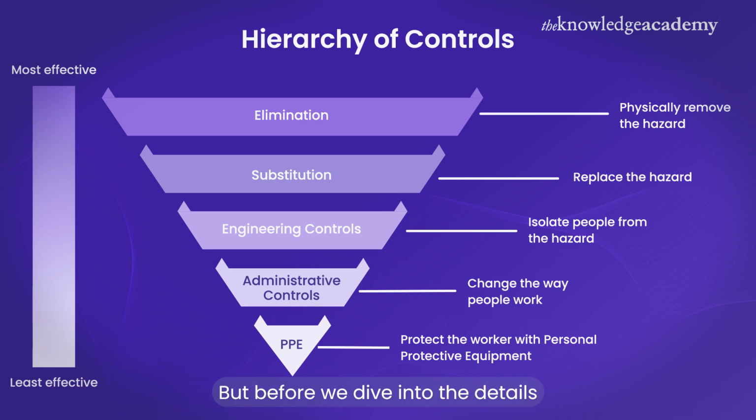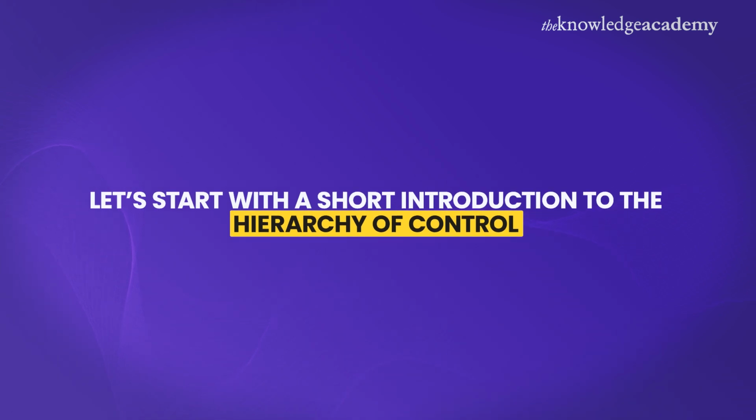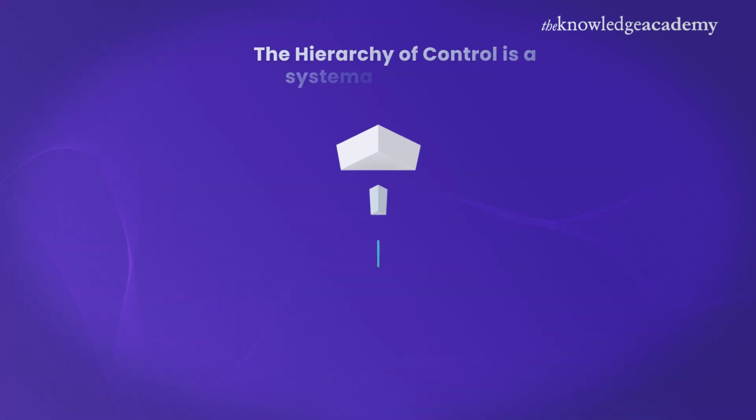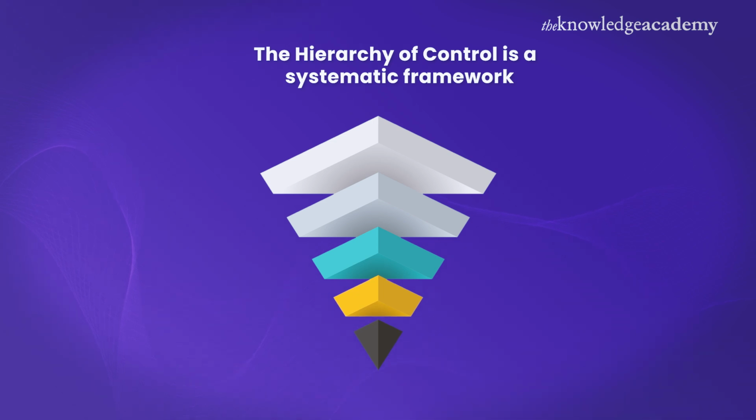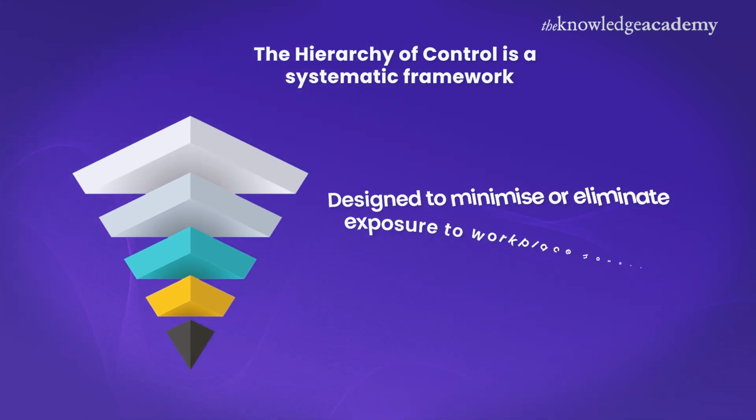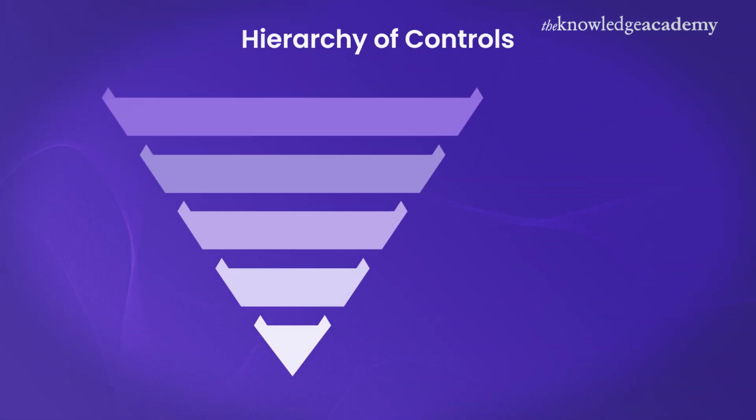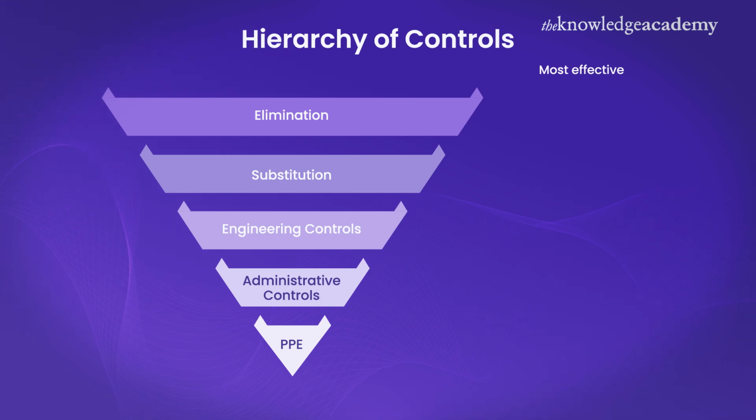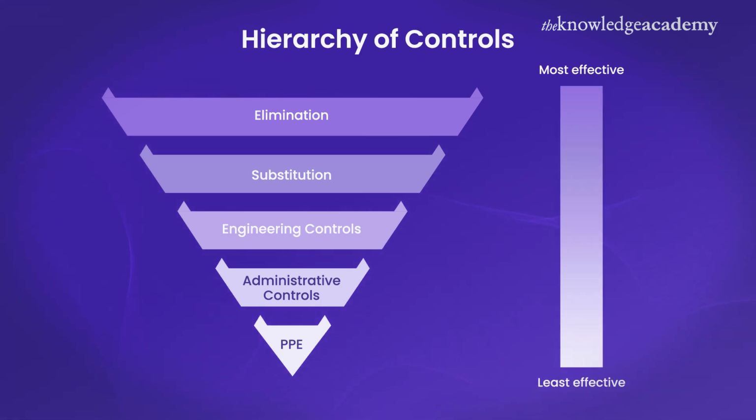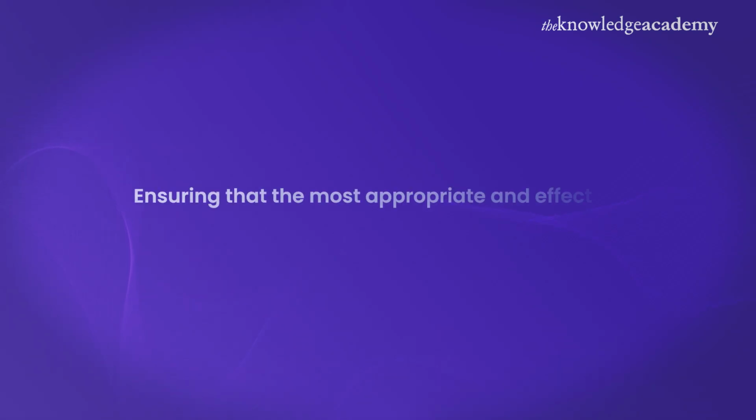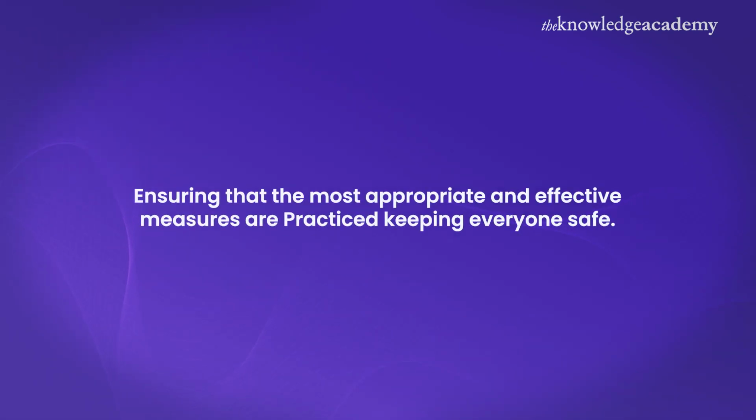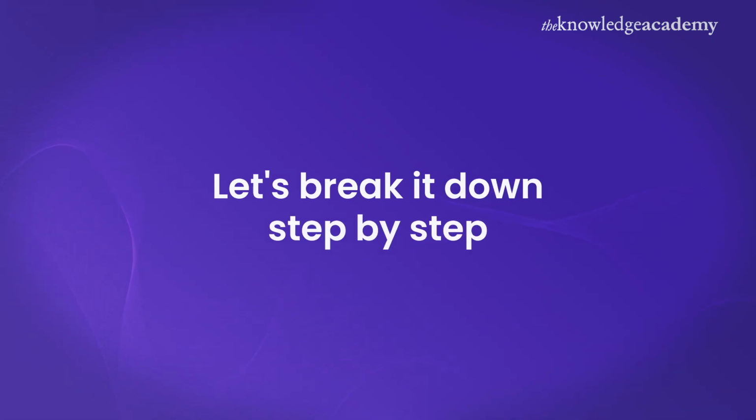But before we dive into the details of the hierarchy of controls, let's start with a short introduction. The hierarchy of control is a systematic framework designed to minimize or eliminate exposure to workplace hazards. It's structured with the most effective controls at the top, descending to the least effective at the bottom. Understanding this hierarchy is crucial for ensuring that the most appropriate and effective measures are practiced, keeping everyone safe. Let's break it down step by step.